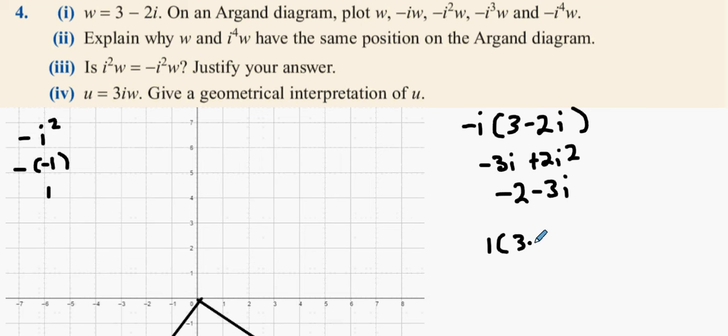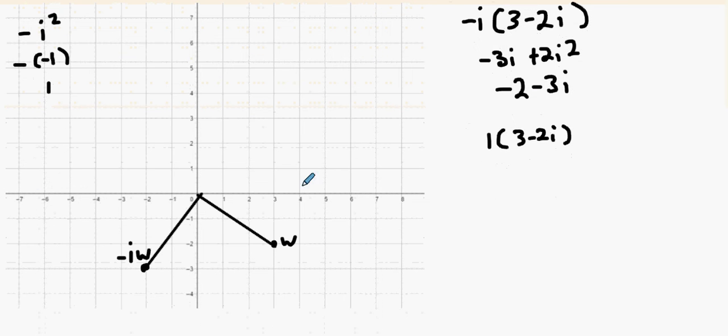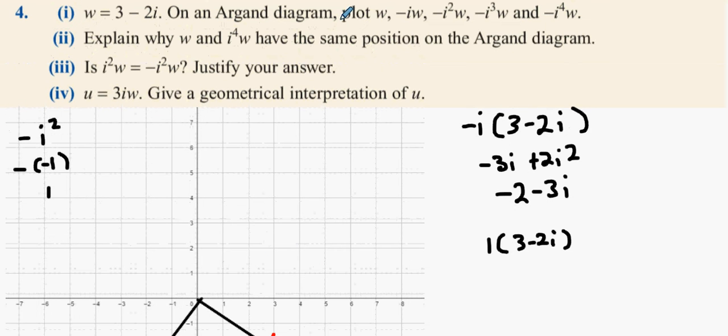So it actually went back to where it started. So we started at W, we multiplied it by minus i, and it went to here. Then we multiplied it by minus i again, and it went back again. So it went back to where it started. So W and minus i squared W are actually the same location. Okay?